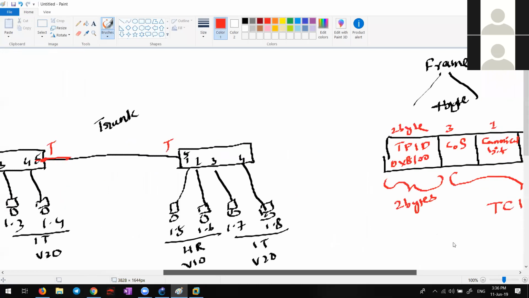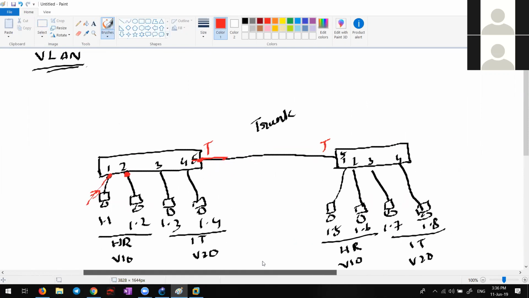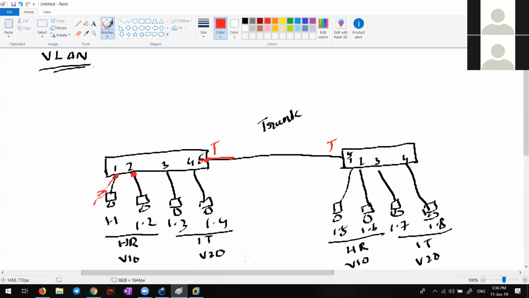Dot1Q, right? Any doubts? No, right? Now, what is native VLAN? The favorite topic of many people. What is native VLAN? VLAN 1 is native VLAN.